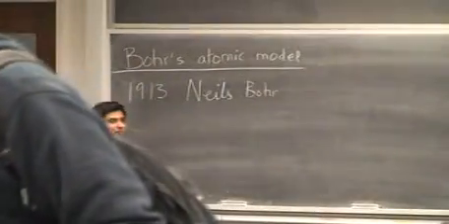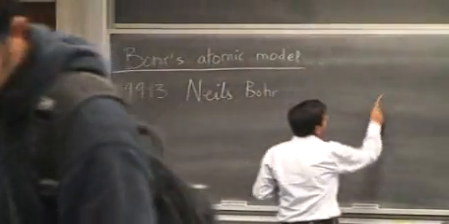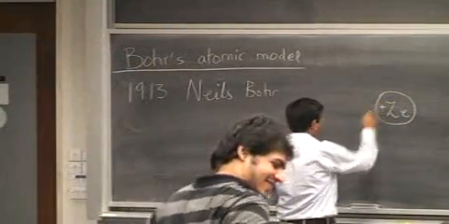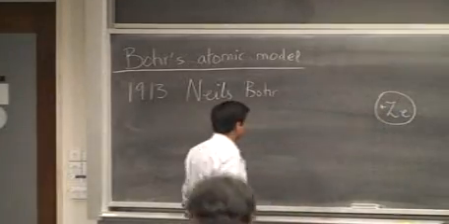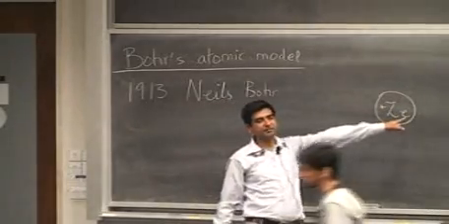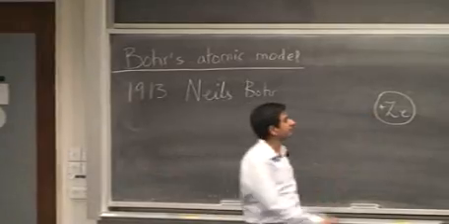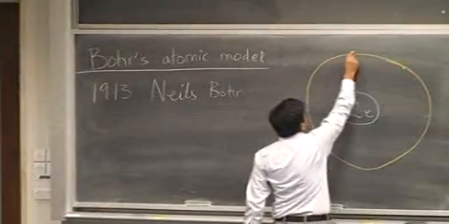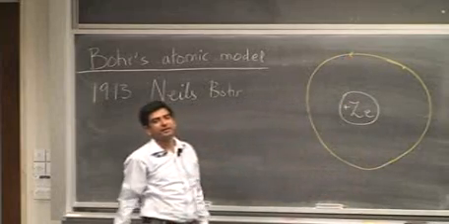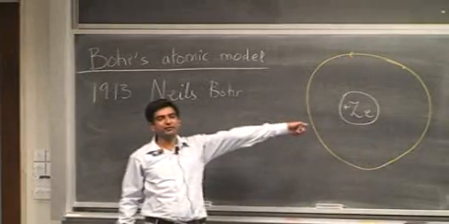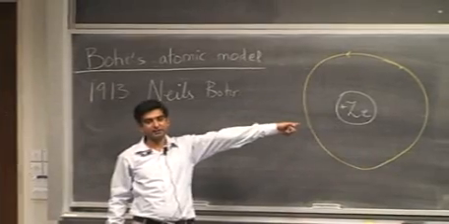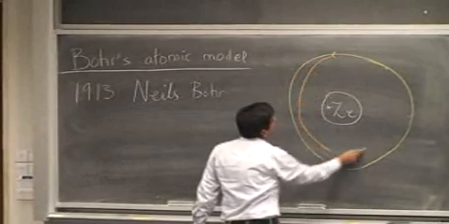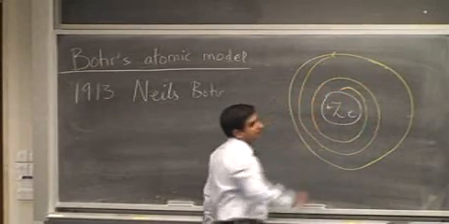So in Rutherford's planetary model, there was a central nucleus, a positive charge of magnitude Z multiplied by E, where Z is the atomic number. And you had electrons going around the nucleus in orbits. And the problem is that since the electron is moving in a circle, it has to accelerate because its velocity is constantly changing. So the electron will radiate energy and would finally collapse into the nucleus.